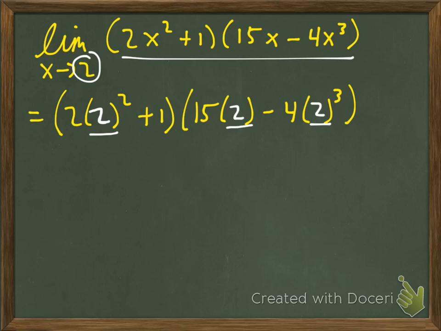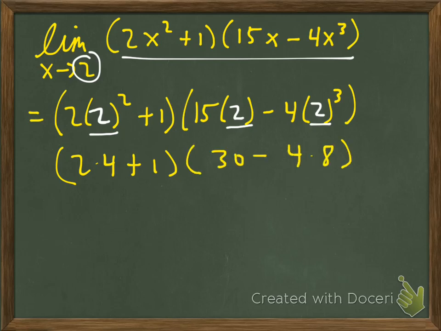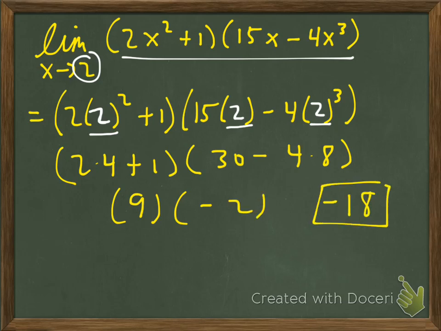So anyway, you get 2 times 2 squared, so 2 times 4 plus 1, and then you have 30 minus 4 times 8, and so 8 plus 1 is 9, and we get 30 minus 32, so that's negative 2, and so we get negative 18. And that's the limit.